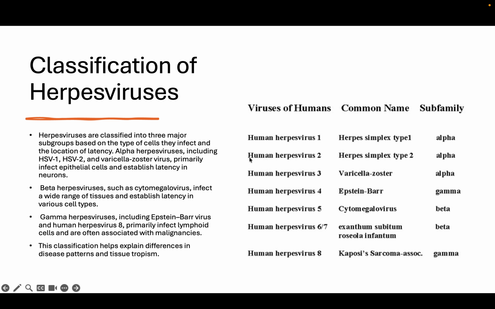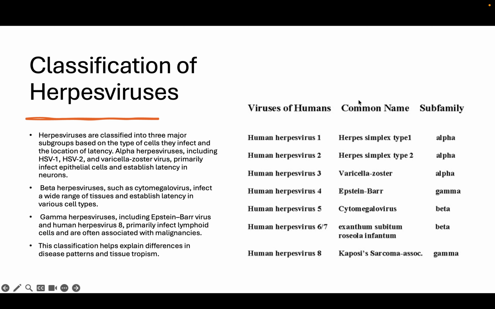So we have the alpha family. The alpha herpes viruses are HSV1, the herpes simplex virus 1 and 2, and also the varicella zoster virus. We call them alpha because they love to infect epithelial cells and establish latency in neurons. So that's why we call them the alpha viruses.